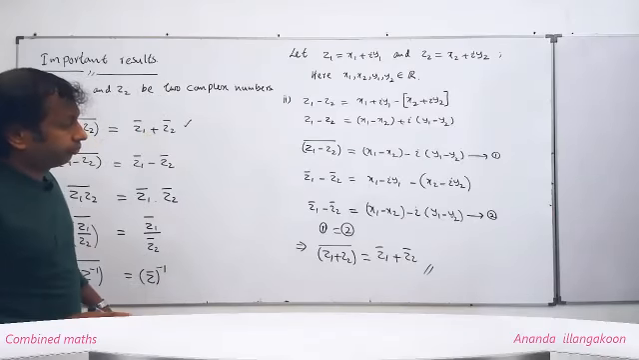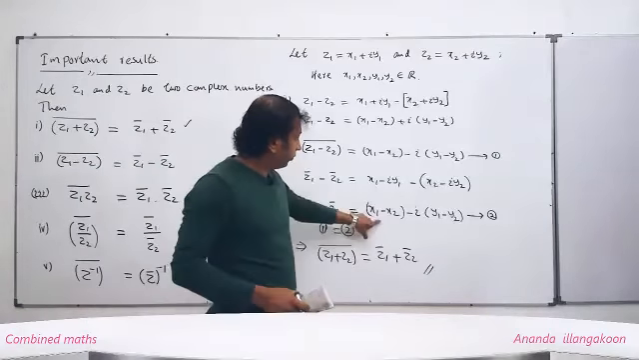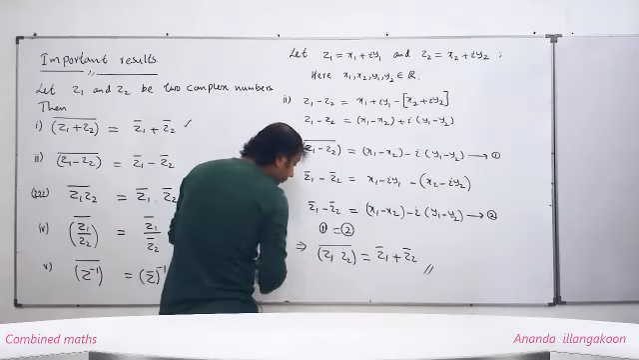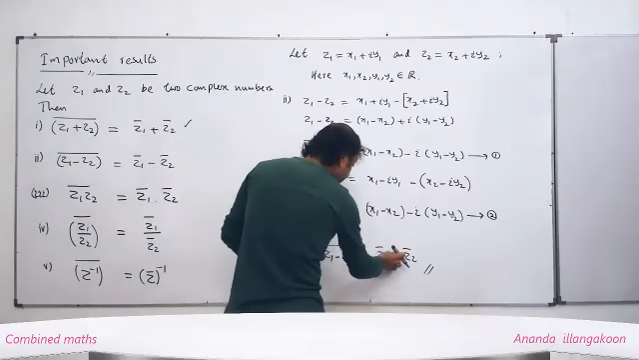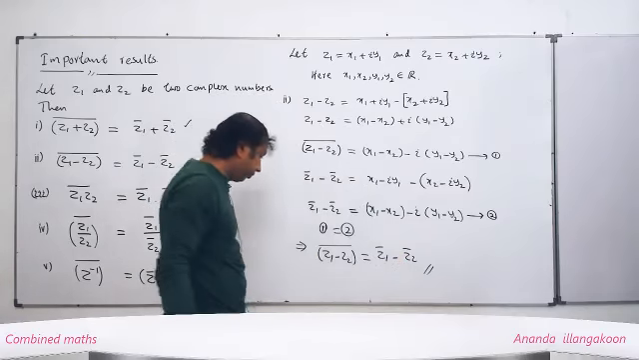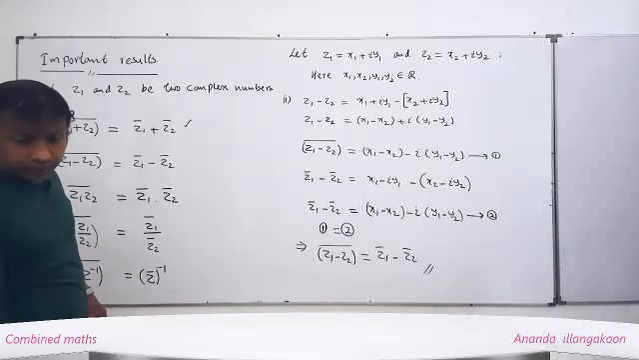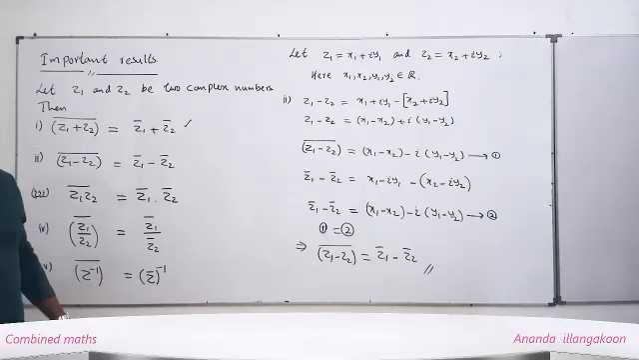Right now, then you can see this one, the right hand sides are equal, then the left hand sides must be equal. The conjugate of Z1 minus Z2 is equal to Z1 bar minus Z2 bar. That's how we prove that. Right. Now number 3. Take number 3.